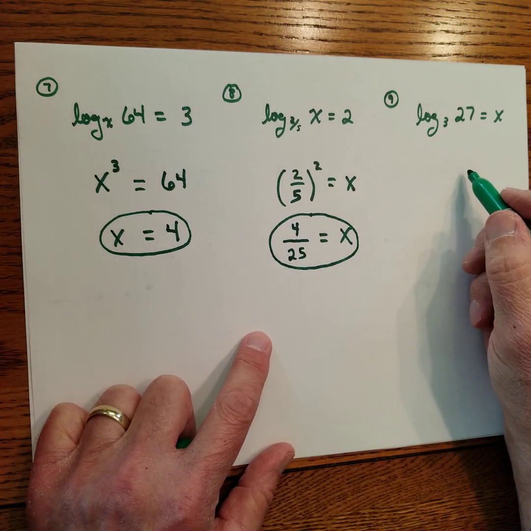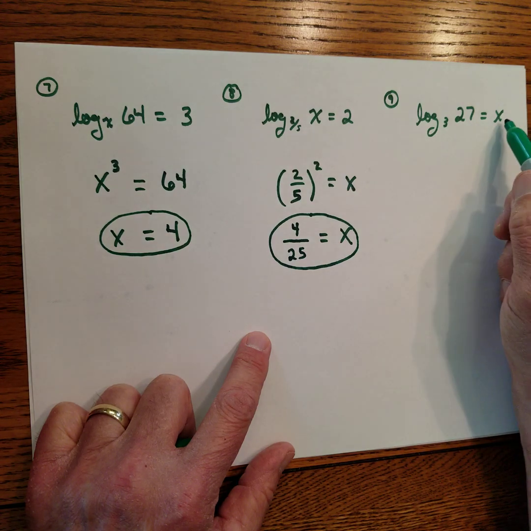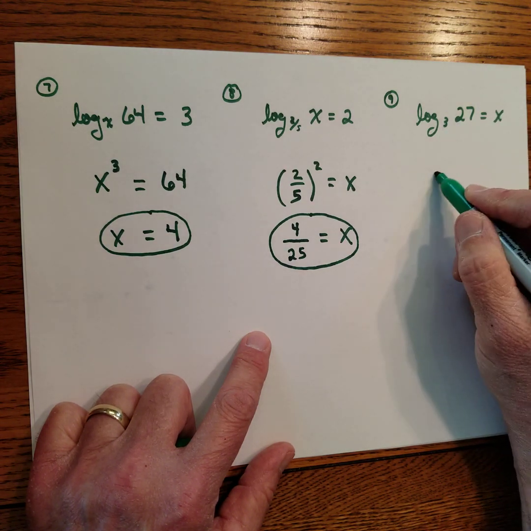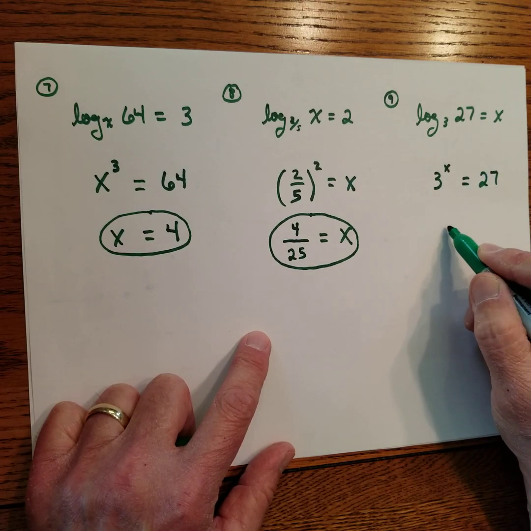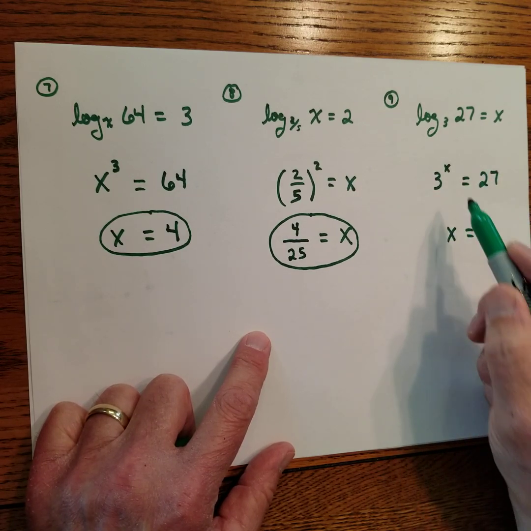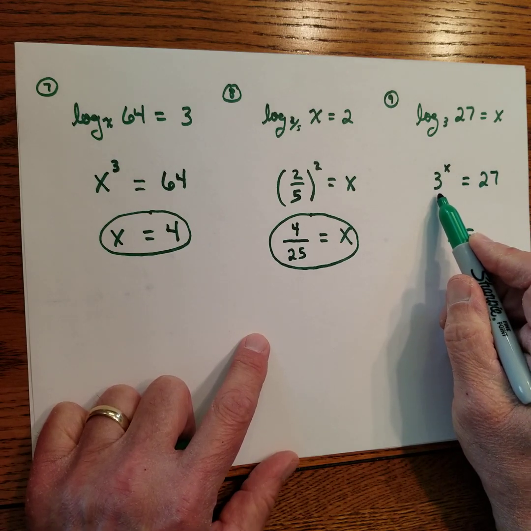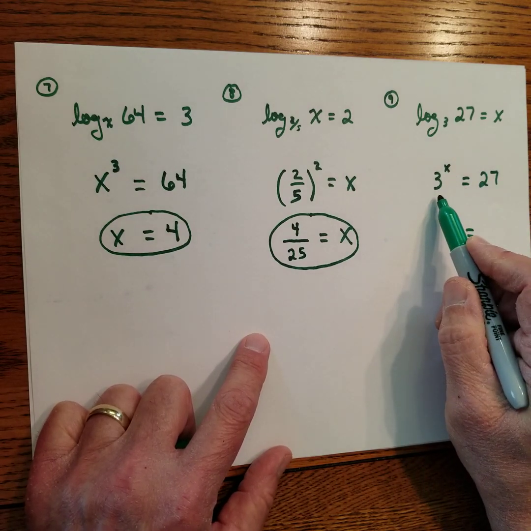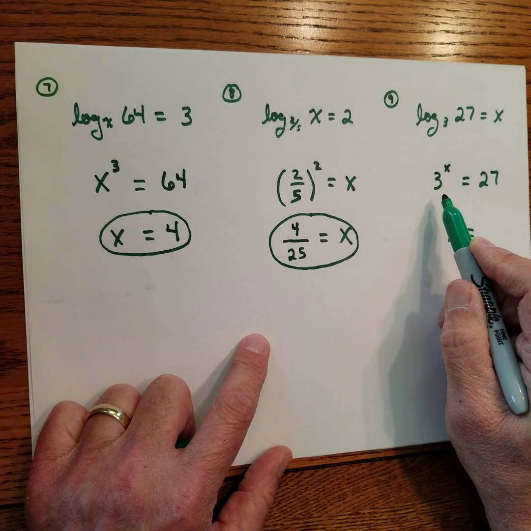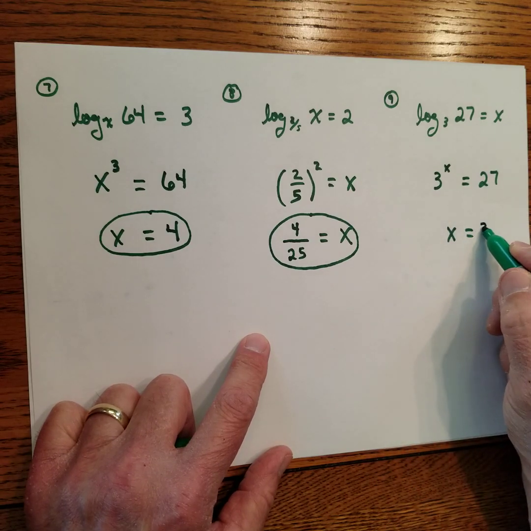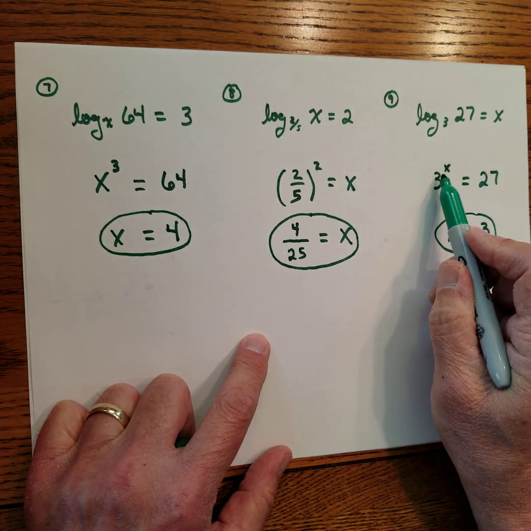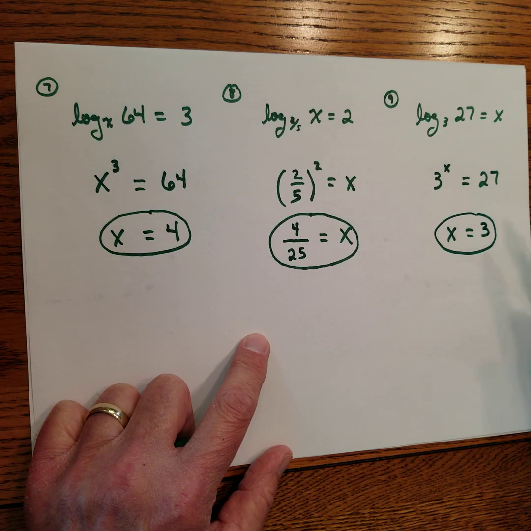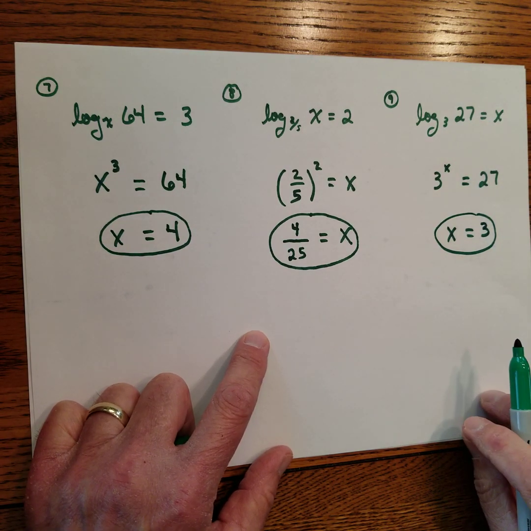Let's rewrite number 9 in exponential notation. That's the exponent that goes on that 3. X is the exponent that goes on 3 and turns it into 27. How many times do you multiply 3 times itself to get 27? If I go 3 times 3 times 3, that's 27. That's 3 3s. X has to be 3 because 3 to the third is 27. X has to be 3 because 3 is the exponent that changes 3 into 27.